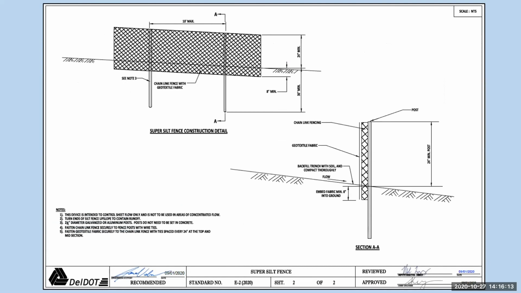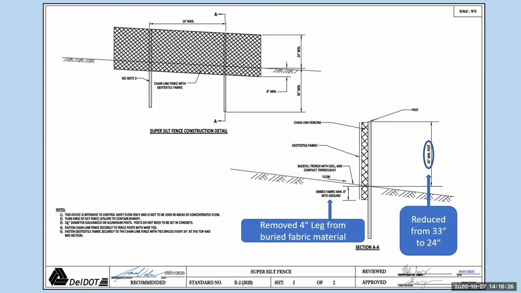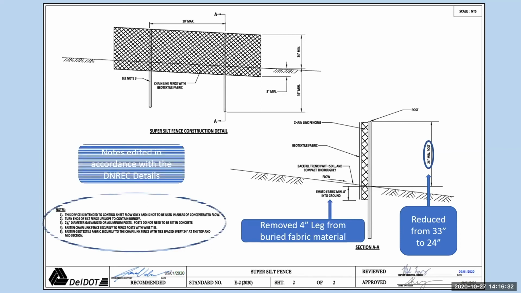This is what we referred to earlier in the standard specs, the super silt fence detail. So the super silt fence reduced from 33 inches to 24 inches. Again, remove the 4-inch leg from the buried fabric material. Now it just is embedded 8 inches straight. And the notes were edited in accordance with the DelDOT details.